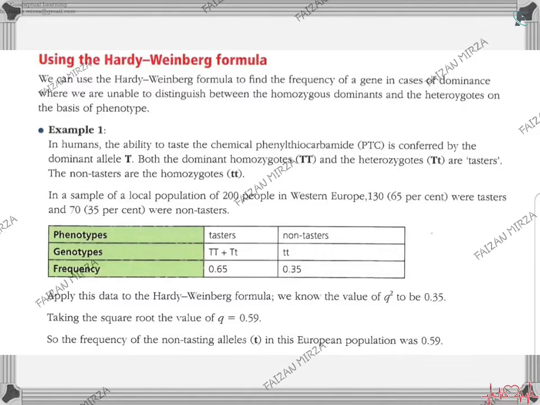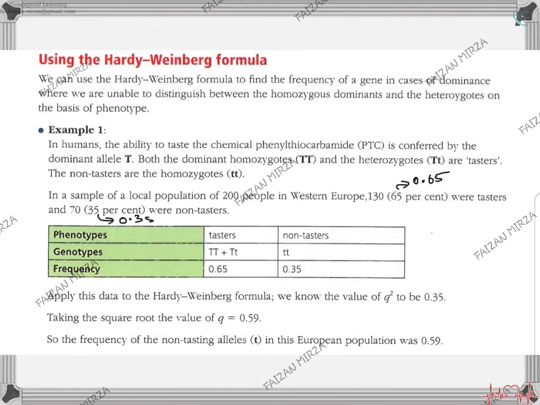Now, taking an example of how to use the Hardy-Weinberg principle. The example given here tells you that PTC is a chemical which can be tasted by individuals in a population because of a dominant allele, capital T. So if dominant allele T is present, the people are called tasters. So tasters are capital T capital T or heterozygous capital T small t, whereas non-tasters who cannot taste this chemical PTC are small t small t, homozygous recessive. Now, in a local population, it is mentioned that of 200 people in Western Europe, 130, which means 65%, were tasters, and 70, which is 35%, were non-tasters.